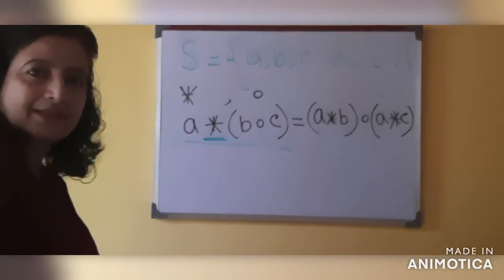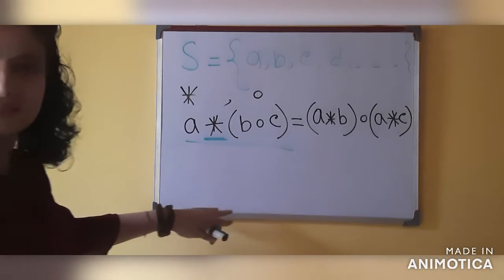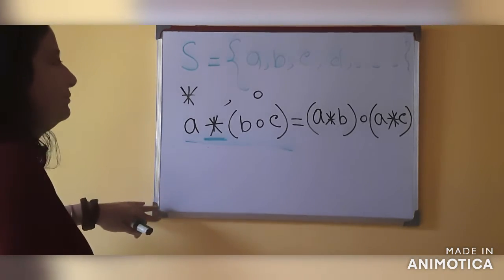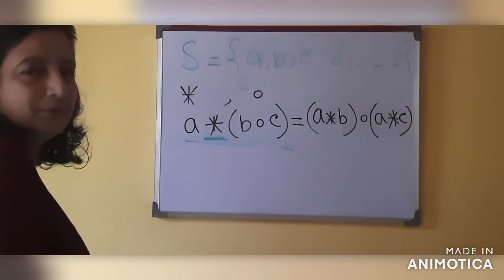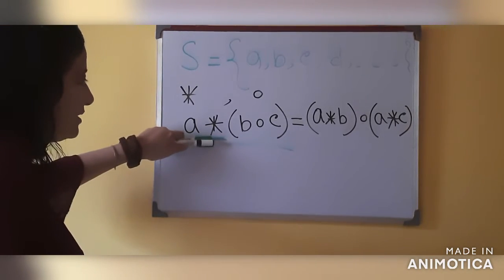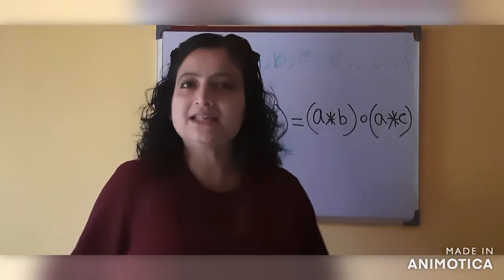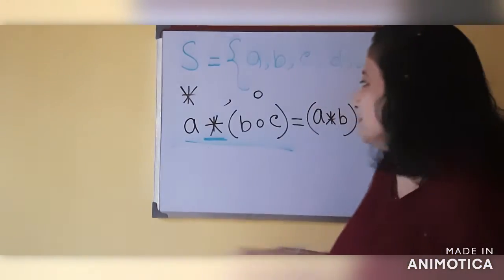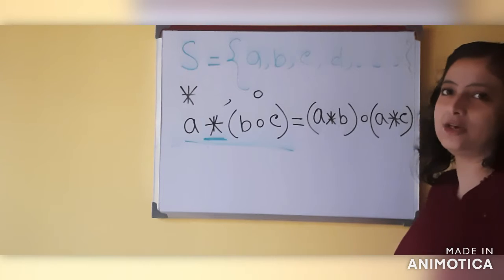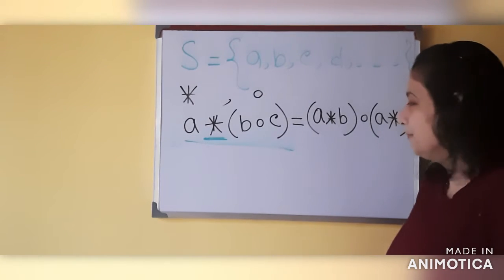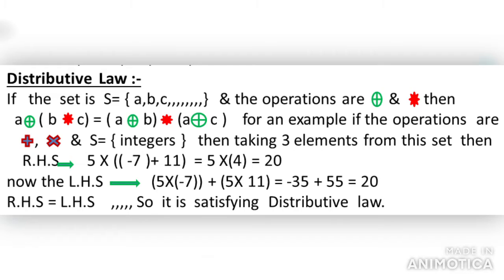So another thing from this equation, it is clear before discussion with example, that if this operation itself is not commutative, then it can't be distributive. Distribution is not possible. Distributive law is not satisfied.